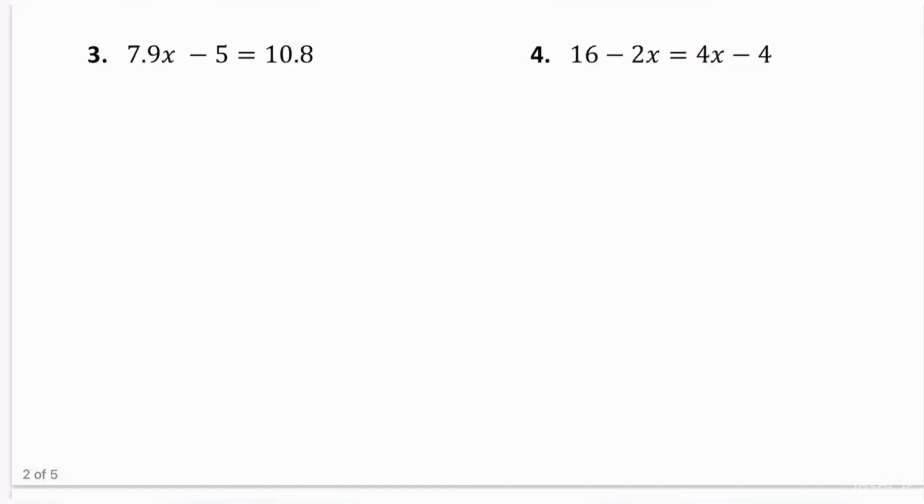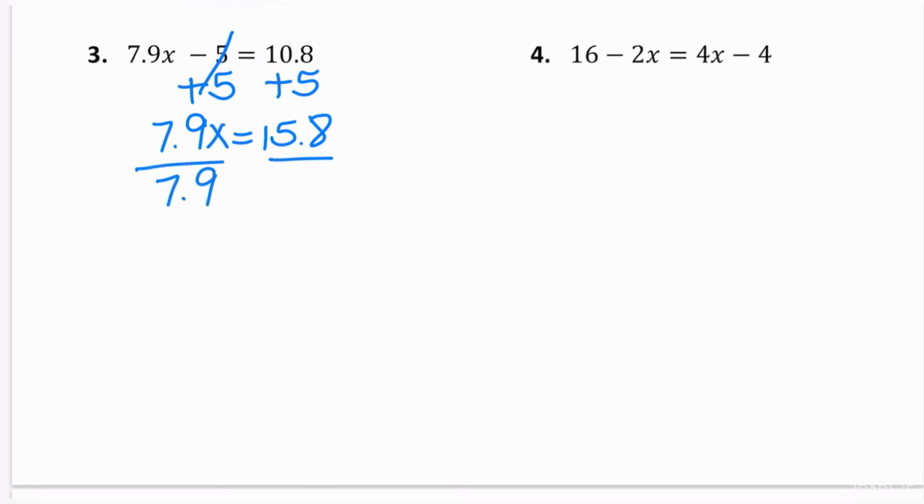Let's try another one. In number 3, we have decimals. It doesn't matter, same process. We're going to try to isolate the 7.9x, and that means let's get rid of the negative 5. So I'm going to go ahead and do plus 5 to both sides. That gives me 7.9x is equal to 15.8. Now I can divide both sides by 7.9. If you take your calculator and do 15.8 divided by 7.9, it's going to give you exactly 2. So the value of x is equal to 2.